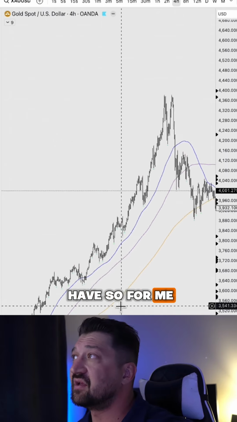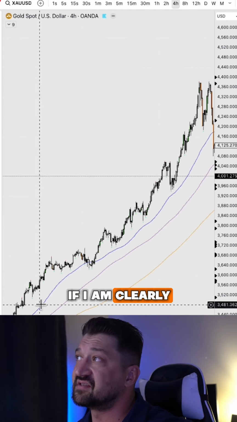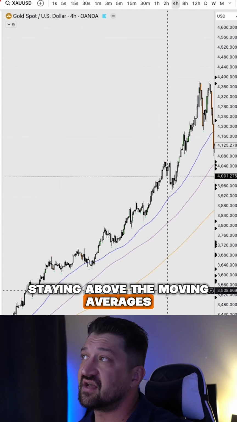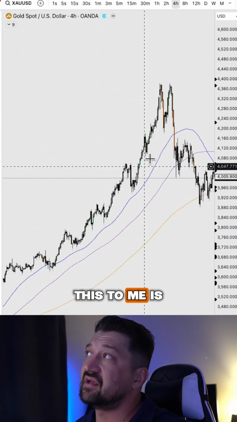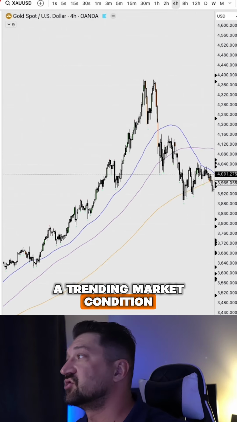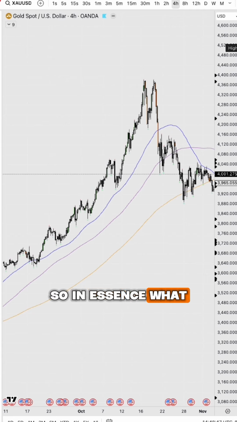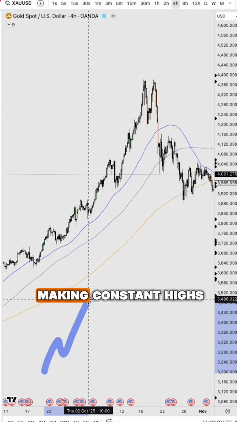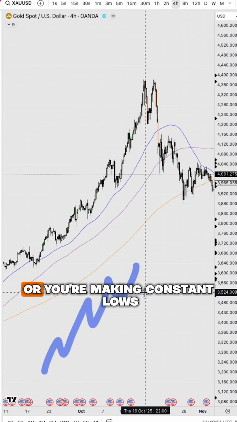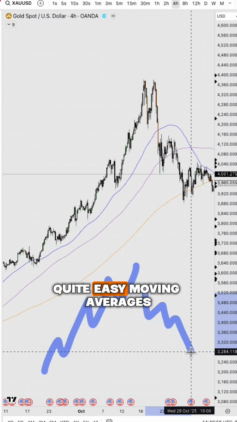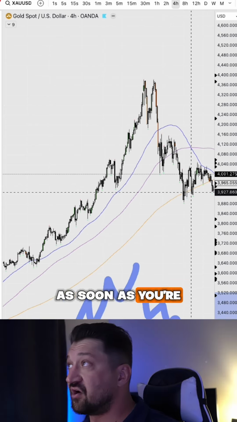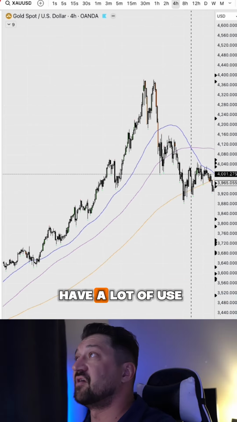So for me, if I am clearly staying above the moving averages and there's no long periods of going sideways, this to me is a trending market condition. So in essence, what you have is you're making constant highs or you're making constant lows. So these are trending conditions, quite easy. Moving averages are handy when you're trending. As soon as you're not, moving averages don't have a lot of use.